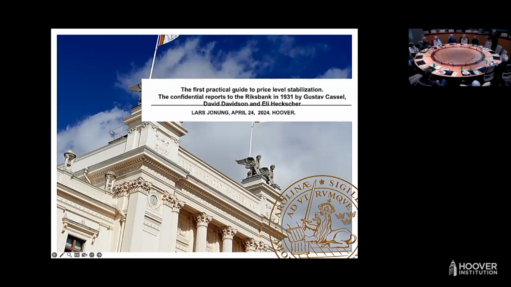But whenever there was a tendency for the British price level to move outside this band, there was a debate in Sweden. What should we do? But did they do anything?